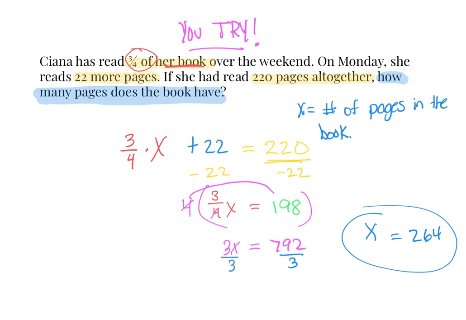So now I'm going to write a statement saying what I have. There are 264 pages in the book, and I'm going to make sure that my answer makes sense. If Sienna has already read 220 pages altogether and she still has not finished the book, it makes sense that the book has a little more left over. So this makes perfect sense.